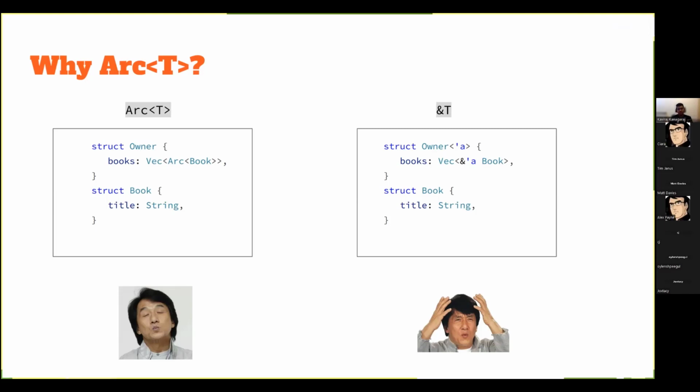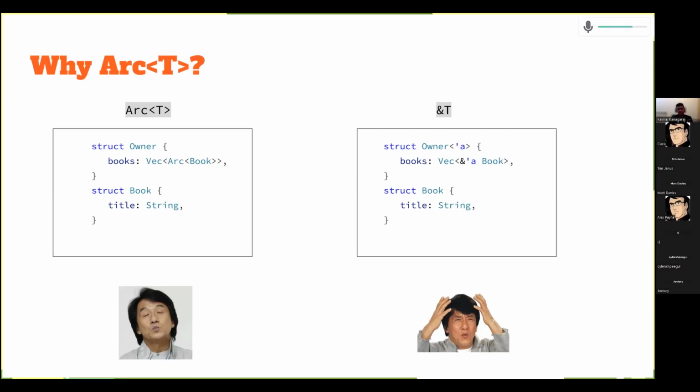Which is kind of annoying. So the Arc is useful here because you don't have to worry about lifetime. You can treat it as an owner, because every thread that has this cloned object can still call the drop method as if it's the owner.